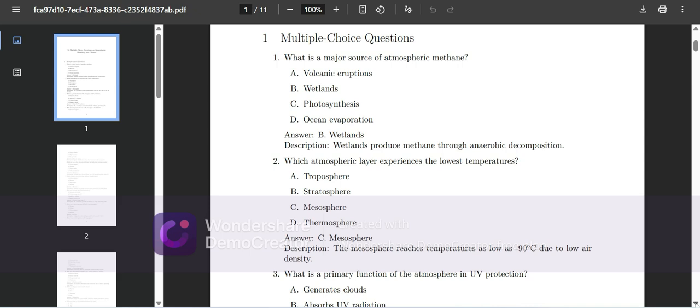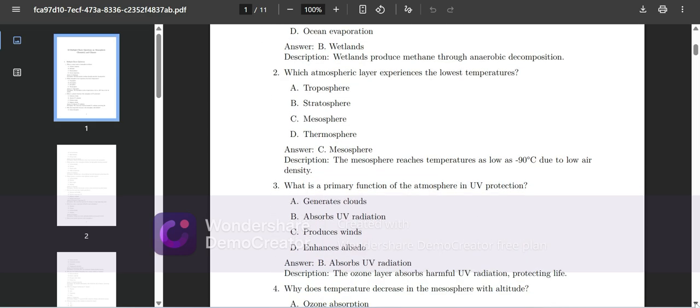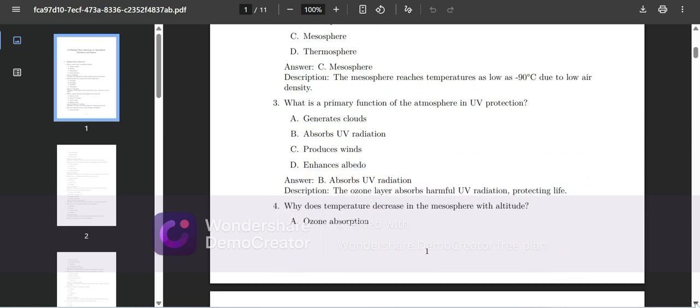Which atmospheric layer experiences the lowest temperature? Mesosphere. The mesosphere reaches temperatures as low as minus 90 degrees Celsius due to low air density. What is the primary function of the atmosphere in UV protection? Absorbs UV radiation. The ozone layer absorbs harmful UV radiation, protecting life.